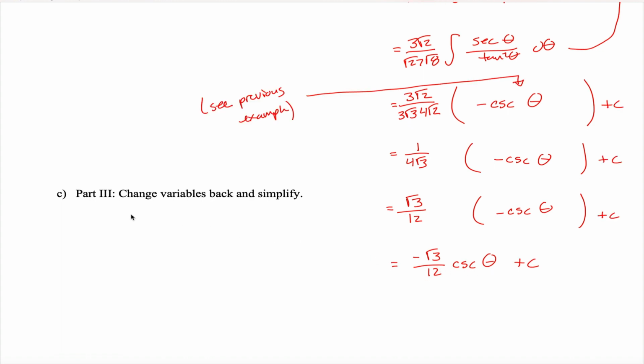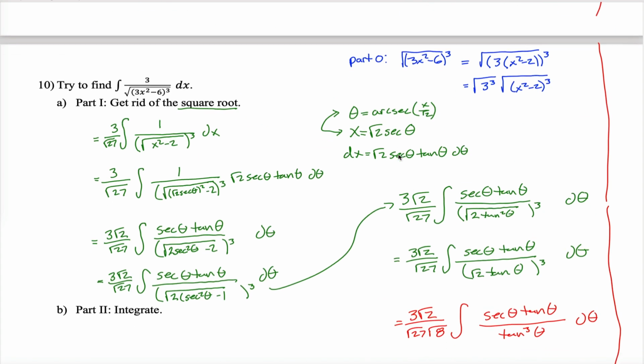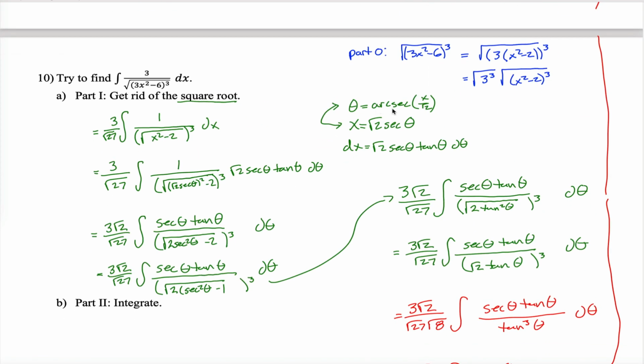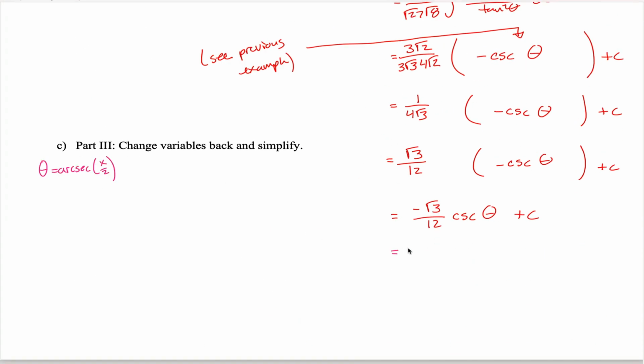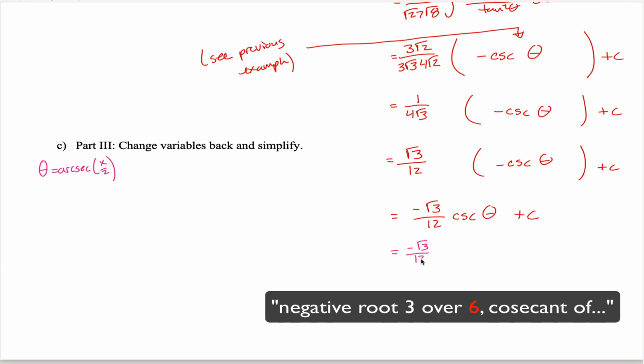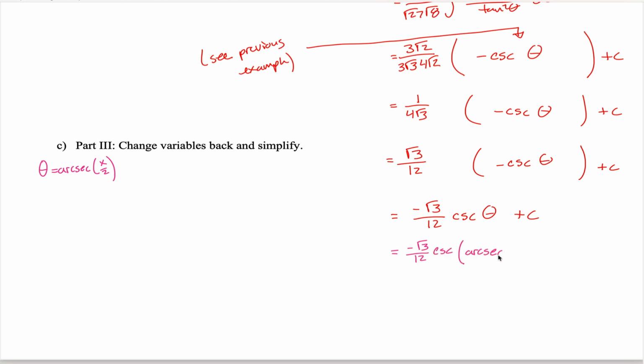I'm not done at this stage. I need to change my variables back and simplify. I still need to do part 3 here. So remember, theta was something that we created in this problem. It's equal to the arcsecant of x divided by the square root of 2. So really our answer is negative root 3 over 12 times the cosecant of the arcsecant of x over 2, which is a great answer in that it involves the variable x instead of the variable theta, but it's not a perfect answer because it can be simplified because we have an inverse trig function inside of a trig function.